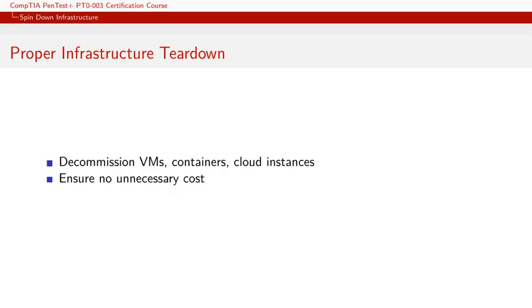In this segment of our course, we delve into the crucial process of properly tearing down infrastructure. After completing your pen testing activities, it's imperative to decommission virtual machines, containers, and cloud instances. This step ensures that you eliminate any unnecessary costs associated with running these environments past their useful period. Properly spinning down infrastructure is not just a best practice, but a necessary action to maintain an efficient and cost-effective operational environment. Let's explore the specific commands and methods for decommissioning these resources in our upcoming discussions.